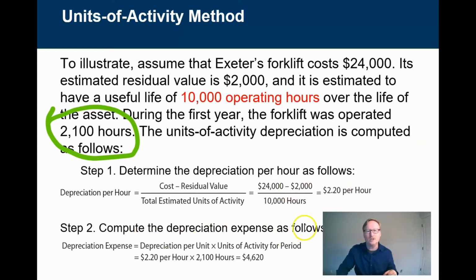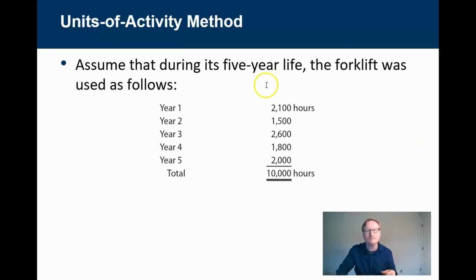So what is the depreciation expense for this first year? 2,100 times $2.20, right? And here's a formula down here. Answer is 4,620. And you can see that's a little bit more than what we had on the straight line. Now this is just showing you how much it was used from year to year to year.